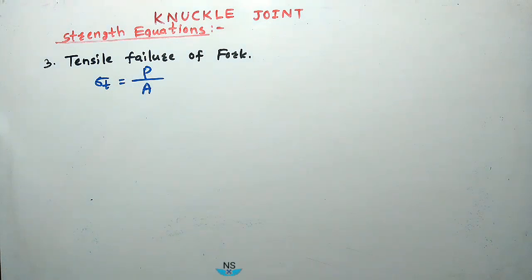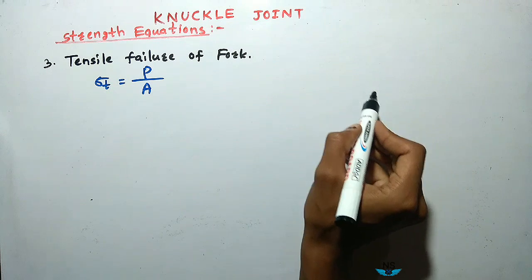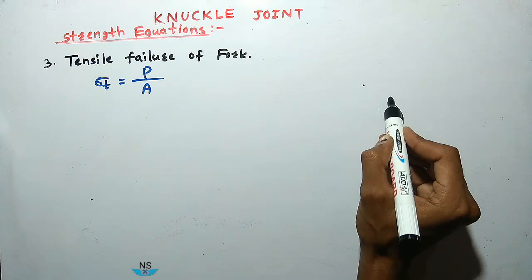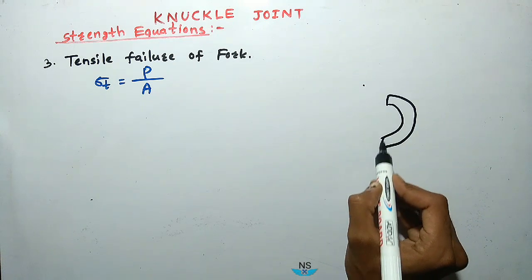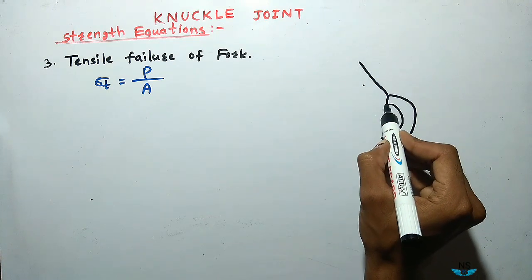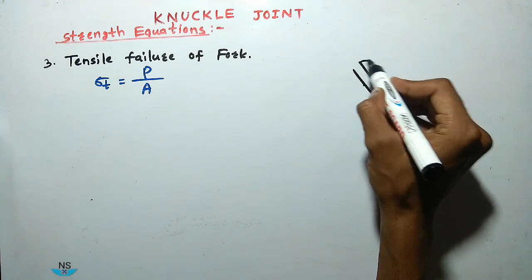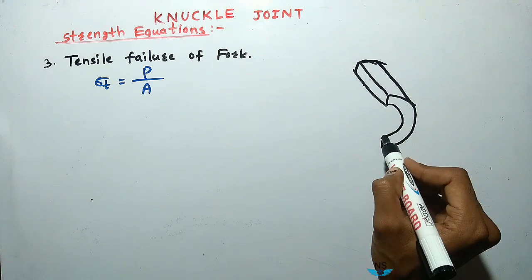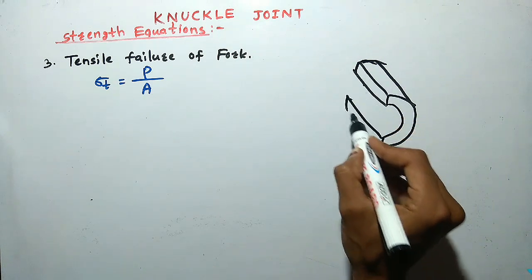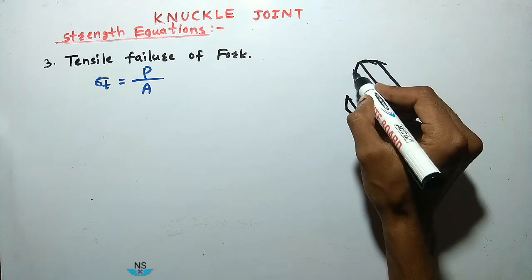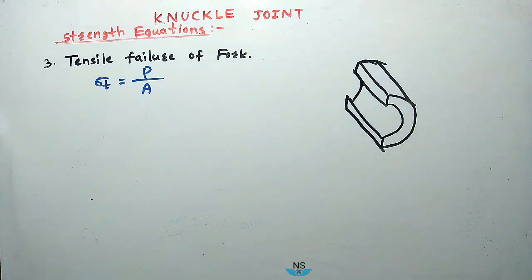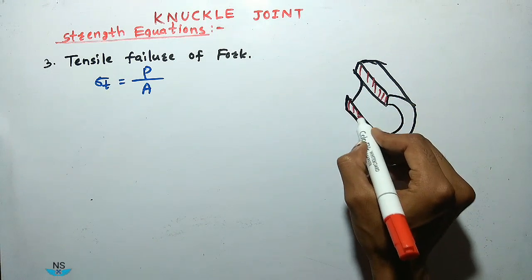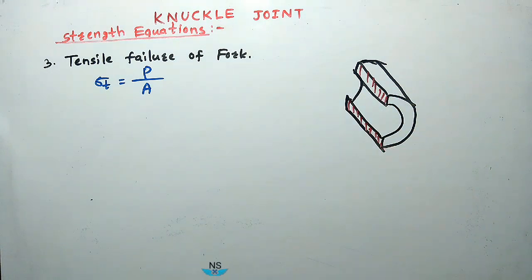Now after failure, fork will look like this, similar as eye end, but two fork ends will fail. Two fork ends will fail. Therefore, area will be double. So after failure, eye of fork end looks like this.